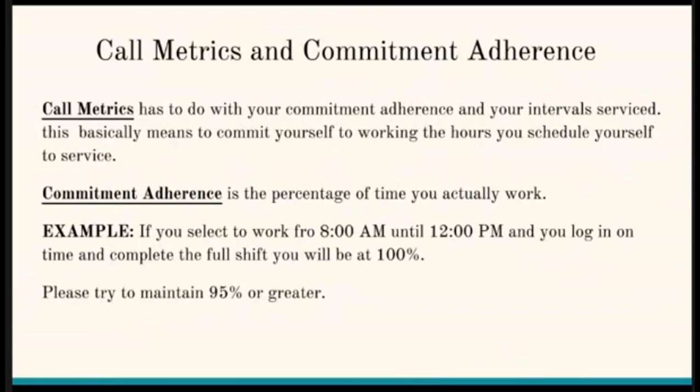So guys, this basically means that whatever hours you commit yourself to work or schedule yourself to work, that is your call metrics, okay? So just the hours that you scheduled yourself to work. Now your commitment adherence, that is the percentage of time that you actually work during your schedule. For example, if you select to work from like 8 o'clock in the morning to 12 in the afternoon and you log in on time and you complete the whole shift, of course you're going to be at 100%.